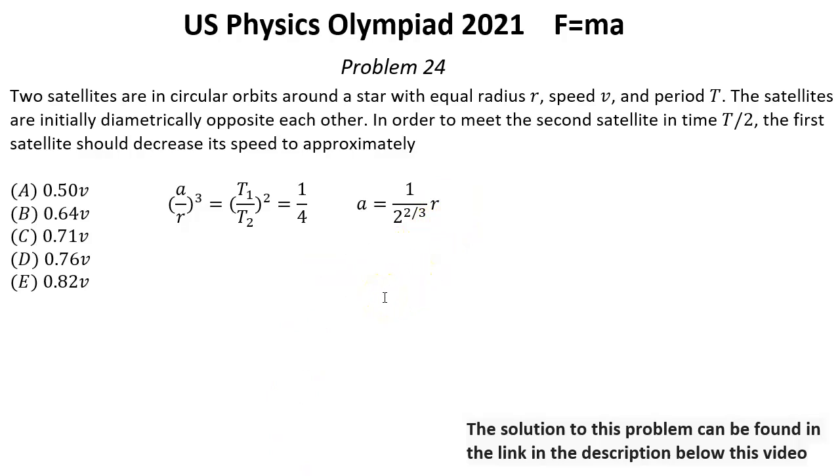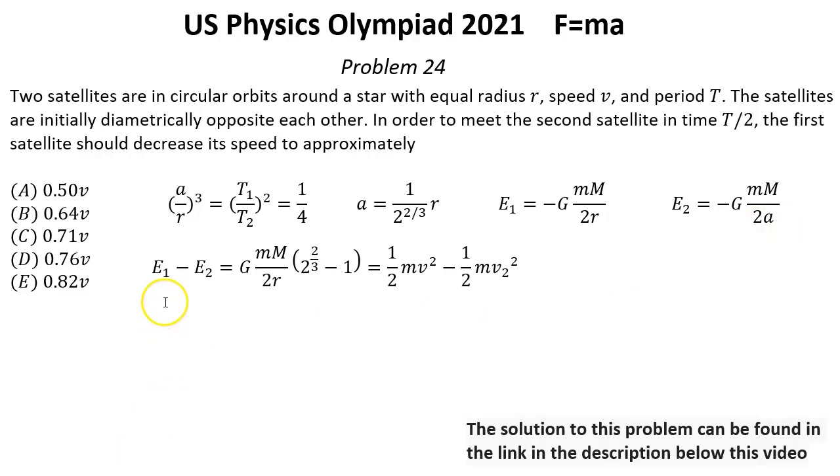Now let's use equations for total energy. For the first satellite we have total energy equal to negative GM over 2r. And for the second satellite, total energy equals negative GM over 2a. Now let's calculate the energy difference. E1 minus E2 equals this expression, or because at the initial points potential energies are equal, it will be the difference in kinetic energies. Also we can use the expression for circular orbit, that v squared equals G multiplied by M over r.